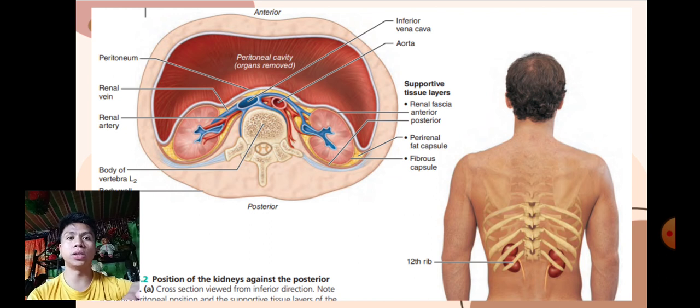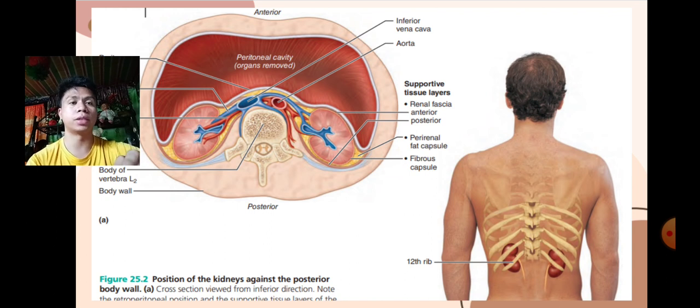So when we find vessels like arteries connected to the kidney, it is called renal artery. Same as with the veins, if it is connected to the kidney in the process of urine formation, it is called renal vein. And we have here the body of the vertebra of the human and the body wall. It is a posterior view, and the upper one is the anterior.